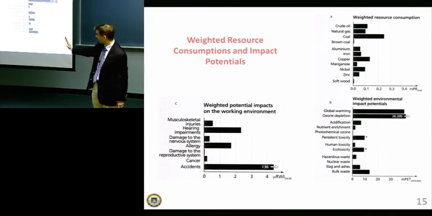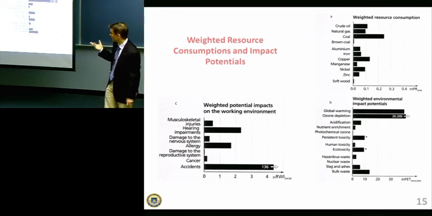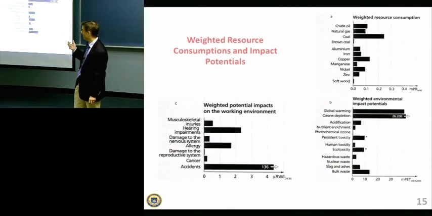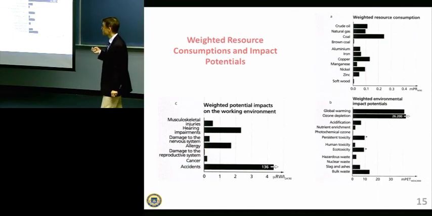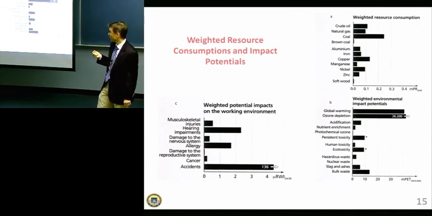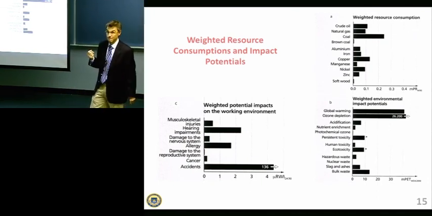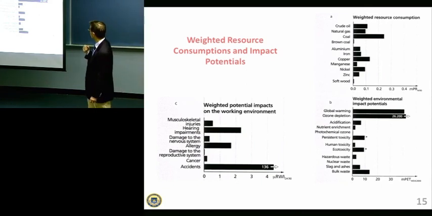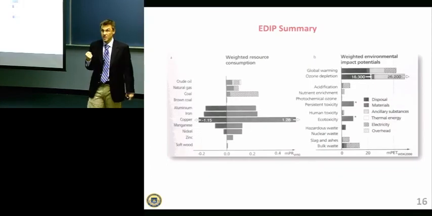Over there on the left, these are the weighted potential impacts on the working environment. They look at skeletal injuries, hearing impairments, damage to the nervous system, allergies, damage to the reproductive system, cancer. Some of these are harder than others. Accidents, probably very easy. Okay, I think we've talked about everything here. Questions on EDIP?